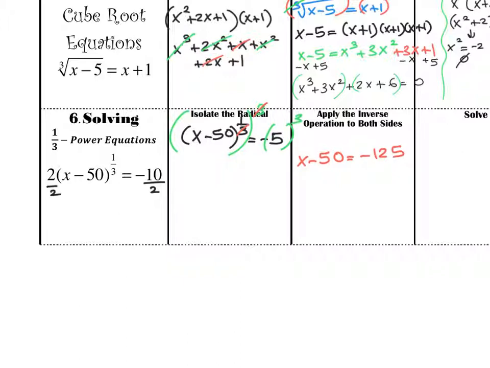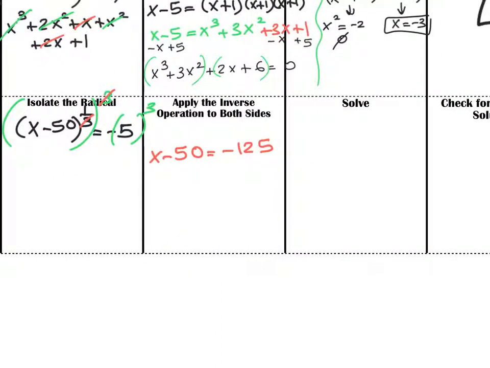Now to solve for x, I need to add 50 to both sides of the equation, and that will give me negative 75. Now remember, for cube roots, you don't really need to check for extraneous solutions. However, you can plug it back in to see if you did the calculation correctly. That's just an indication for you that you did the work properly.